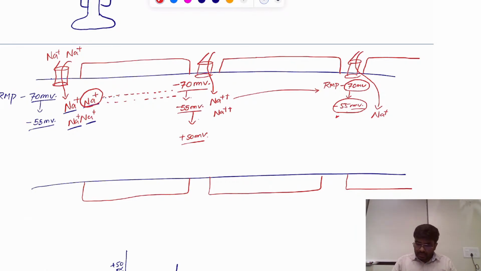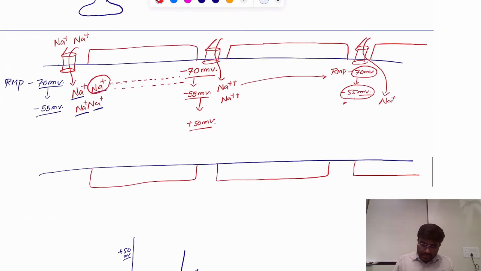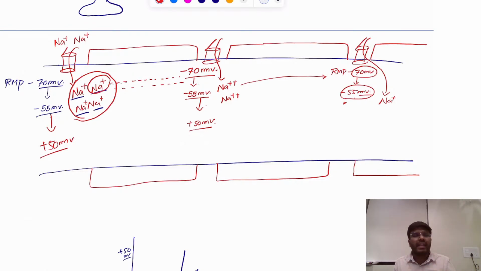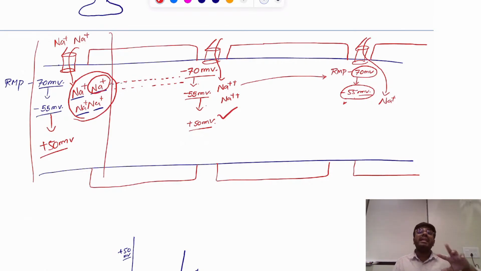Now look, what you should know is, in this area sodium came into the cell and depolarization occurred. Now the cell has become depolarized. It should not be depolarized continuously, right? This area became depolarized, but what should happen to this area now? That area has to go back to normal. Now, once plus 50 is attained, do you know what happens?